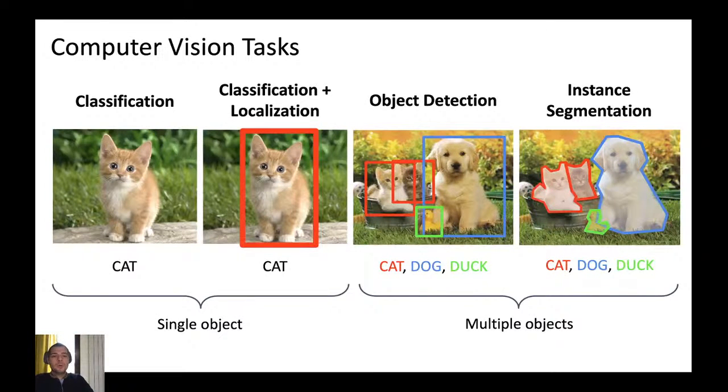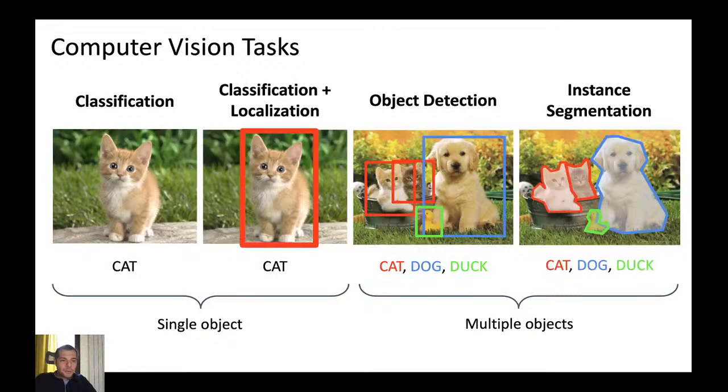So if we want to go to multiple objects, then we have tasks such as object detection. So here we have different instances of various object classes, and we have to identify the classes as well as the locations of the objects in images. And the location is typically indicated through a bounding box that is tightly fit on the object.